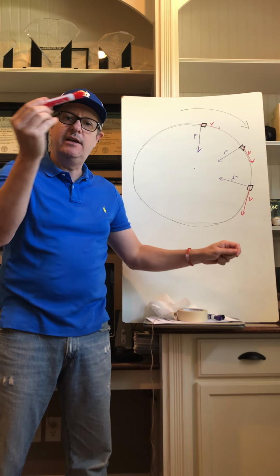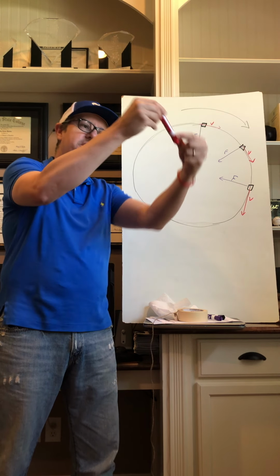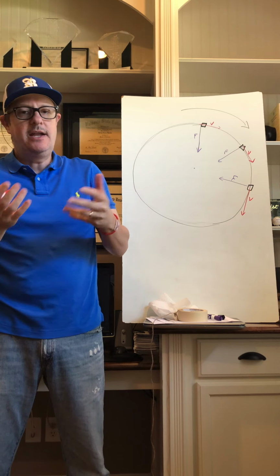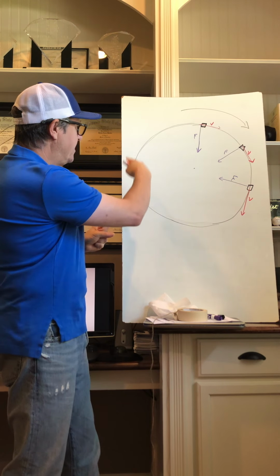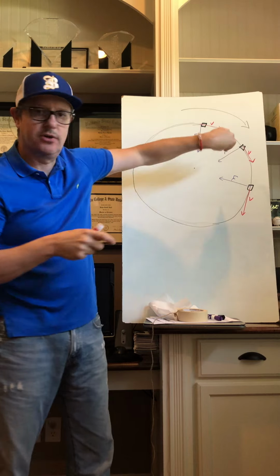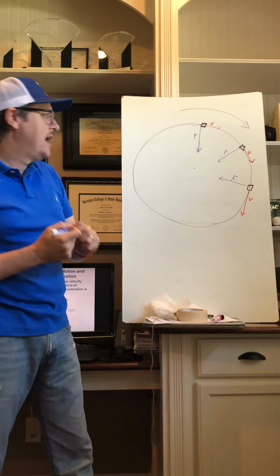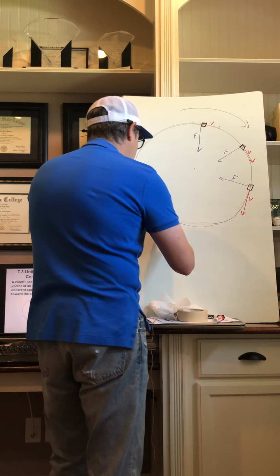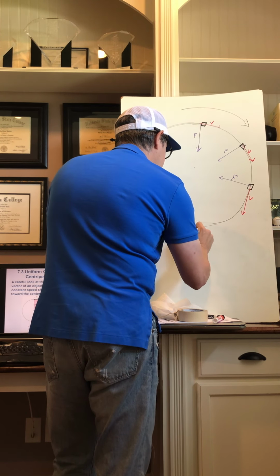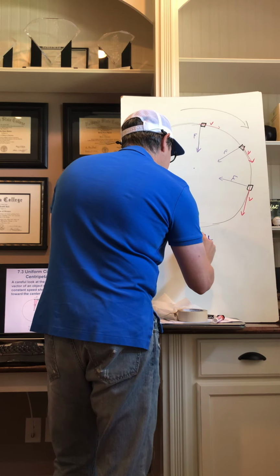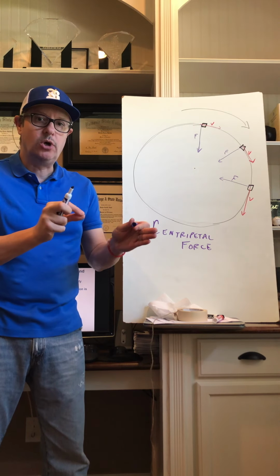If something wants to move in a forward direction, but if I pull on it like that, pull down on it, or towards the center, I'm constantly changing its direction. And that force doesn't go away the whole time. Every place that it's at, it's constantly pulling towards the center and keeping it in uniform circular motion. That force actually has a special name. That is called the centripetal force.